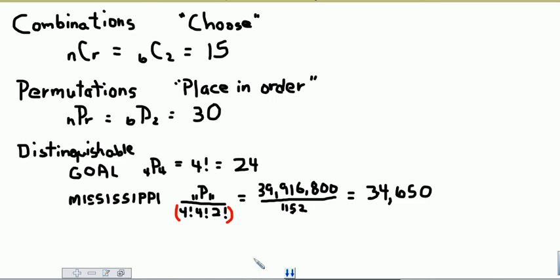All right, quick review of anything having to do with probability here. So you're going to want to make sure that you understand these for your EOC.